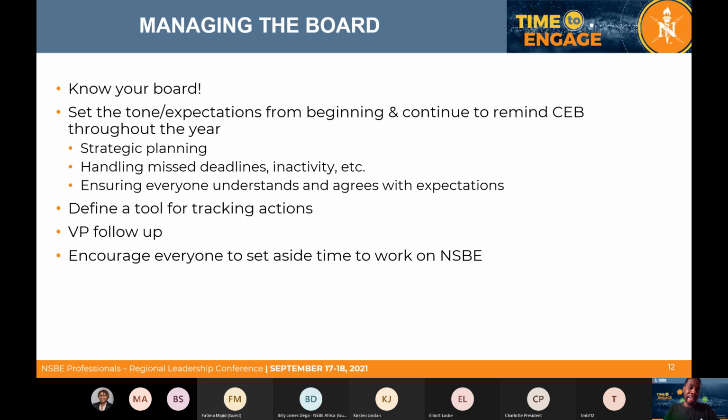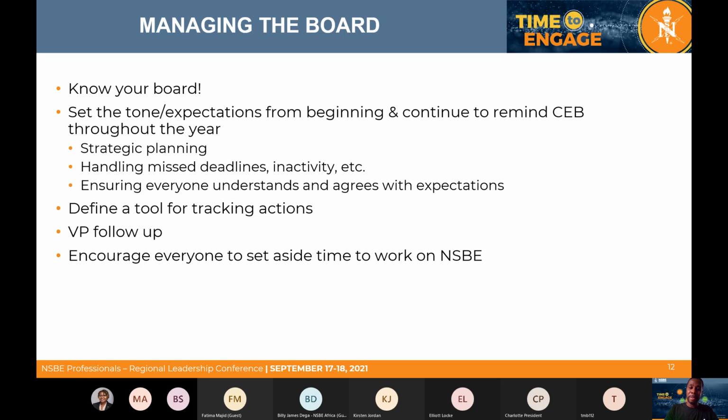It's a good idea to define some tool for tracking your activities. There are a variety of tools out there that you can use. Just find something that works best for your chapter to be able to keep track of what you're doing, have a reference for what's been accomplished, what still needs to be done.